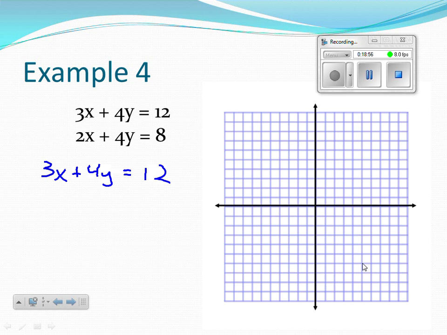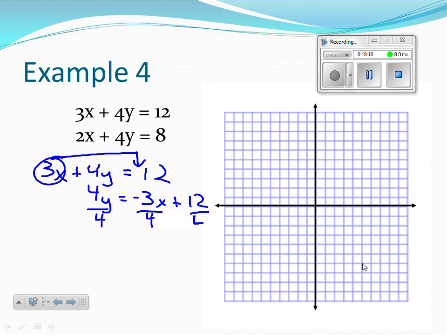this and rearrange it. I'm going to do the first one for you. We move the X over. What happens to it? Change it to a negative, and then what? Divide by 4 here, here, and here. So Y equals negative 3/4 X plus 3. Okay? And so I can graph that line.